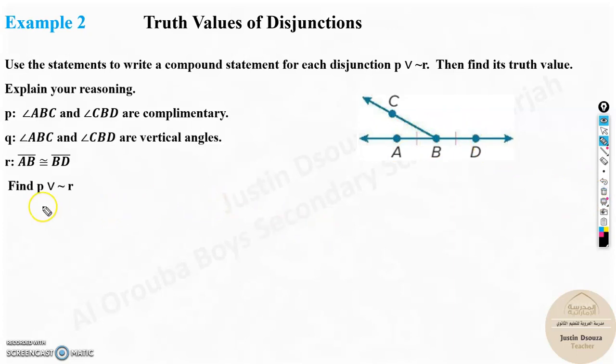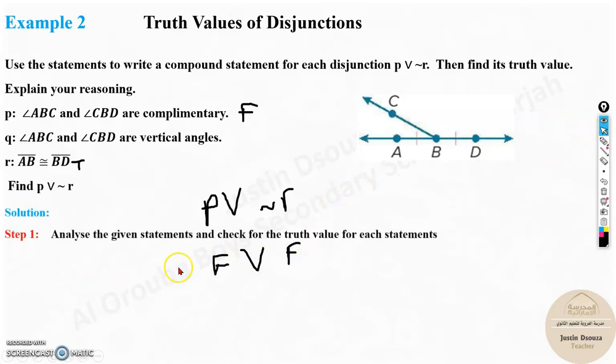They are equal. So now what do we have to do? They have told us P or negation R. What is P over here? P is false. Sorry, it's not and, my bad. It's a disjunction. This is or. The V means or. What is R? R is true, but negation of R will be false. When both are false, only then this will be false.